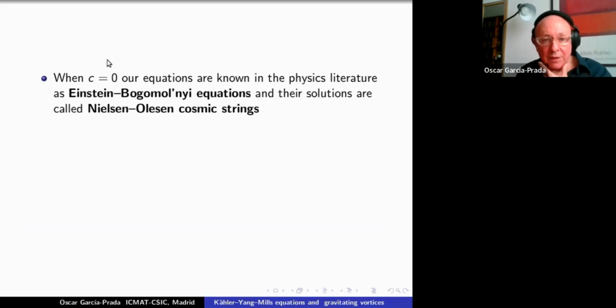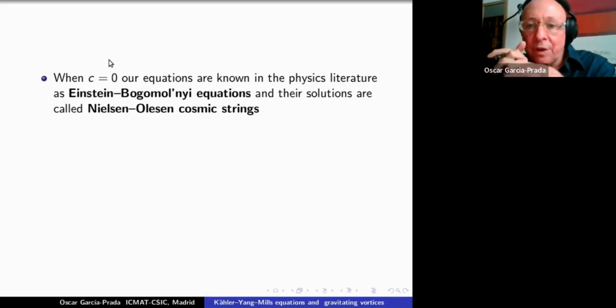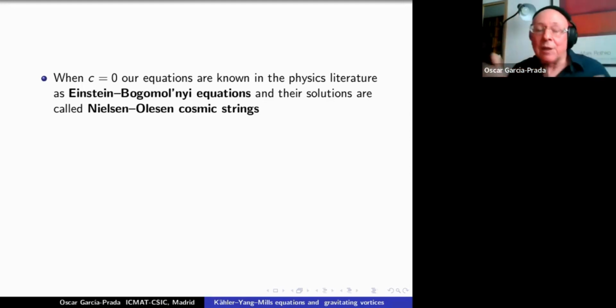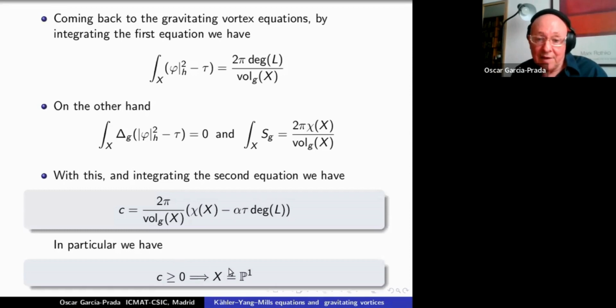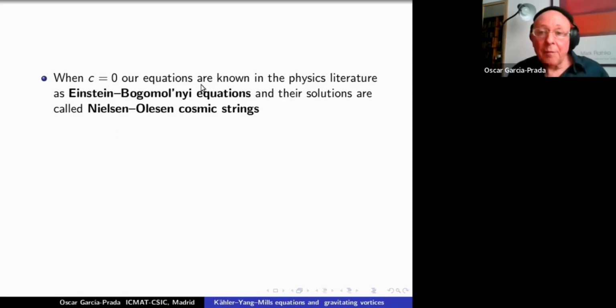So when we wrote our equations, the general Kähler-Yang-Mills equations, we were very anxious to look in the literature to see if physicists had been considering them, because they appear so naturally. But we were a bit disappointed that we were not able to find these equations in the physics literature. However, we saw that our gravitating vortex equations, when c equals zero, which implies, as I said, that the Riemann surface X itself is P1, have been studied, and they are known as the Einstein-Bogomolny equations, and the solutions are called Nielsen-Olesen cosmic strings. There is a very big literature on these equations.